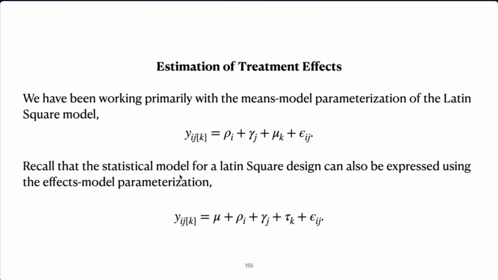Now, we also can represent the statistical model for the Latin square design using the effects model parameterization. What that does is it decomposes the mu sub k into mu plus, in this case, tau sub k. So mu is the overall mean that we actually just estimated in the previous subsection, and then tau sub k would be the offset from that. That offset is called the treatment effect. The treatment effect is the difference between mu sub k and mu.